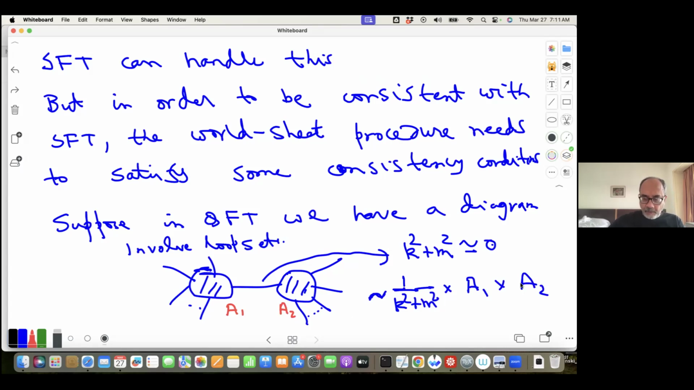And this property is satisfied irrespective of whether the external lines are on shell or off shell. This is true for any off shell external lines. The contribution from near the pole will just become the product of this amplitude and this amplitude multiplied by the propagator.